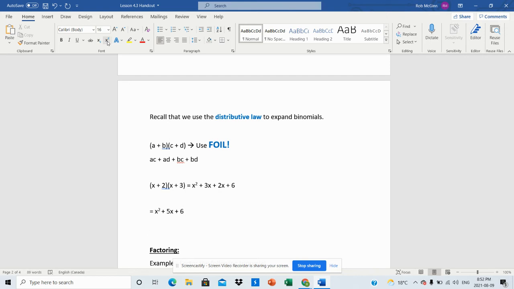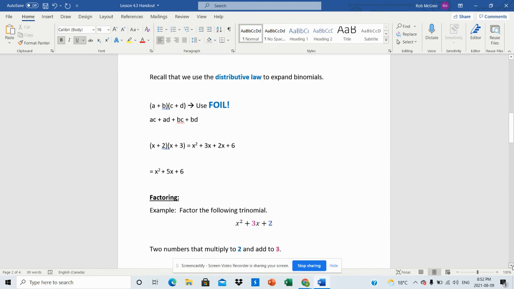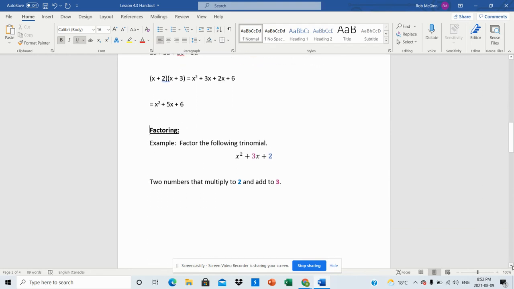So that's what we did in the previous lesson using the distributive law. And now what we're going to do is the opposite of that in this lesson. We're going to do factoring. So we're going to factor the following trinomial, and we're going to use the steps that we saw up above. So we have our trinomial x squared plus 3x plus 2. So we need two numbers that multiply to give positive 2 and add together to give positive 3.